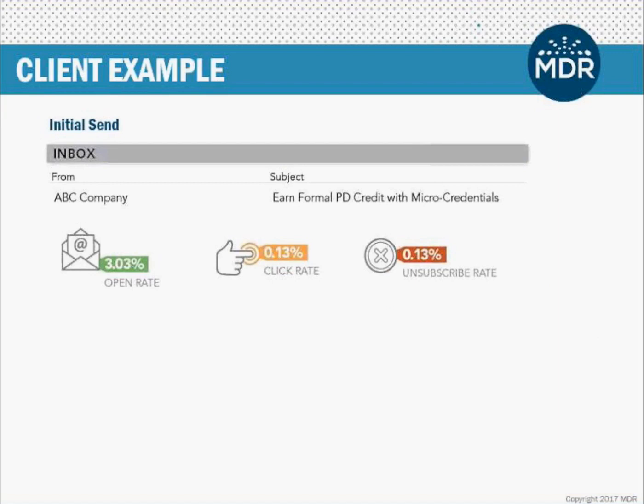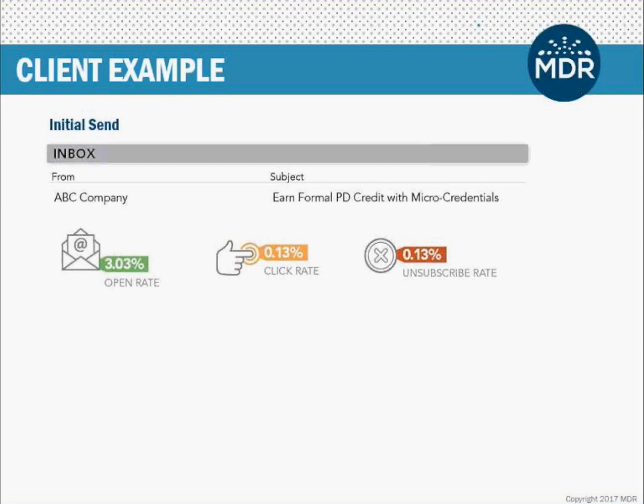I want to give you guys a quick example of where we tested the from and the subject lines, and honestly did very little work for huge gains. We actually had a client who sent out an email through us, and the results were not good. Their unique open rate was about 3%, their click-through rate was 0.13%, and their unsubscribe rate was 0.13%. And of course, we changed the name of the company in this example, but their from was just the company name, ABC Company, and the subject line was "Earn formal PD credit with micro-credentials."